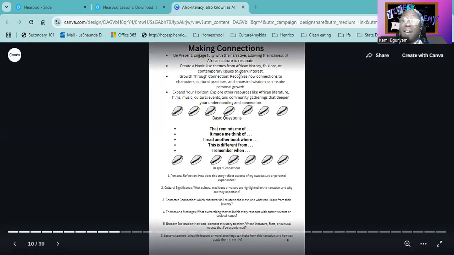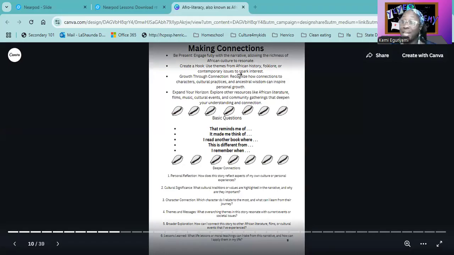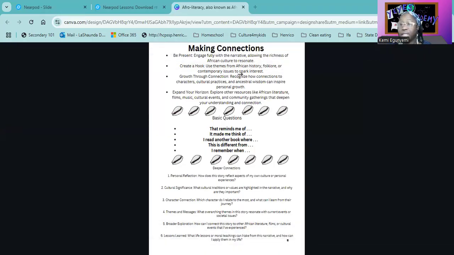But when we're looking at it on an Afro literacy level, we want to say, what are some themes from African history, other folklore, contemporary issues? How do all of those come together? Because for us, our story comes before us and after us, so it's that whole time frame that we want to consider. We want to recognize how the cultural practices, ancestral wisdom. So we want to really pull out the family connection when we are reading. Again, not just to other media, but the family connection is going to be important. We want to do cultural events, community gatherings. We want to take it out from being a book into an experience.